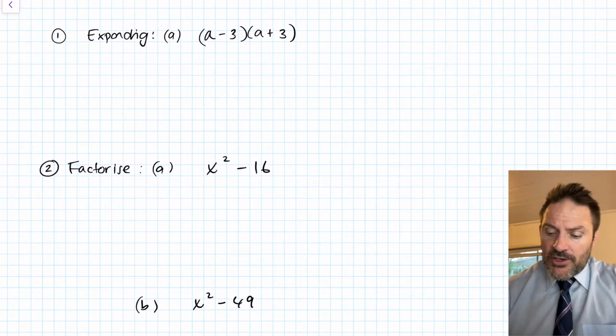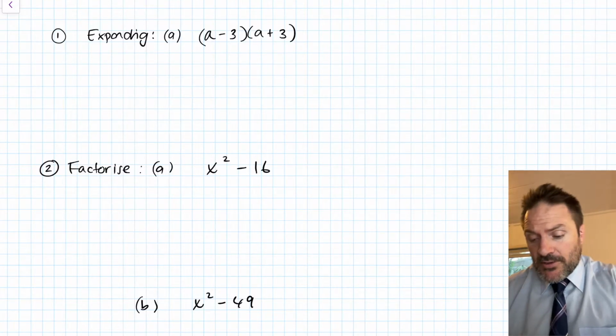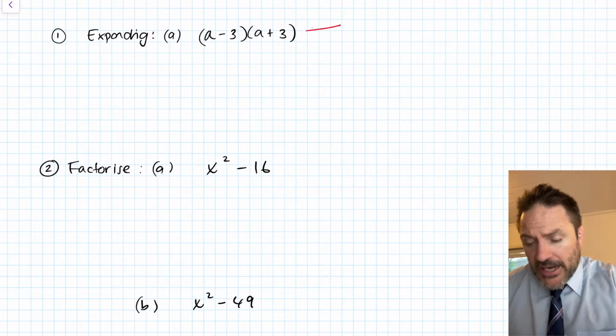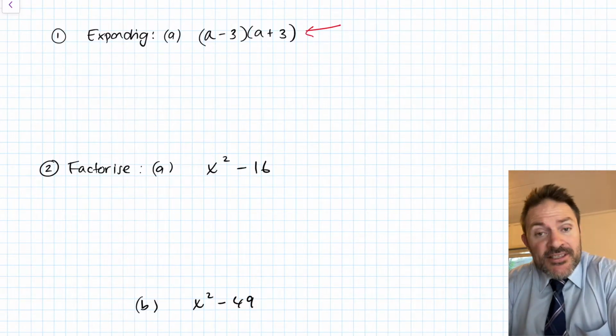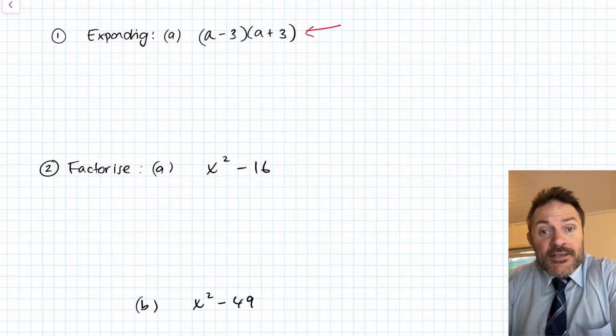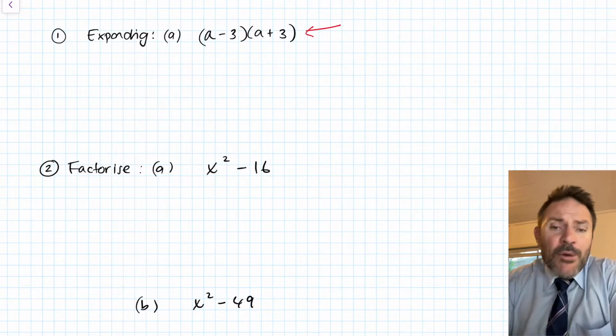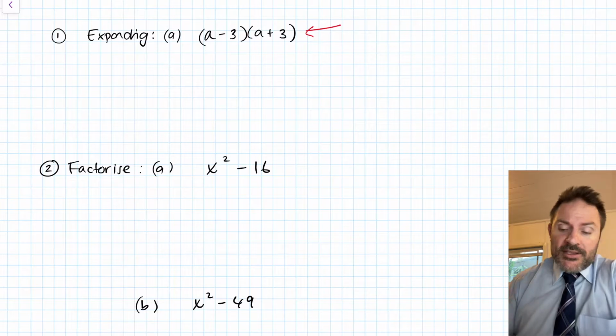Now, hopefully you recognize, first of all, what a difference of two squares looks like. If we look at these brackets, what do you notice? Hopefully you recognize that they're identical, but one's a plus and one's a minus. So how would you expand that? Well, you may know the rule, and that's great if you do. If you don't, we're going to get there.